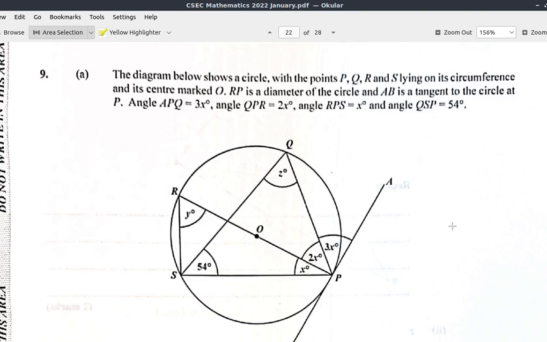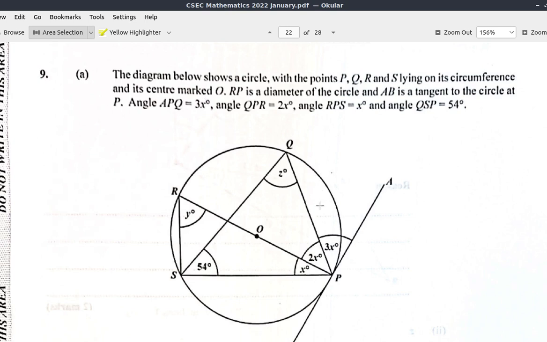Question 9 of the January 2022 CSEC Mathematics past paper. Here, I want you to pause the video and work out this question for me. Finished? Okay, good.